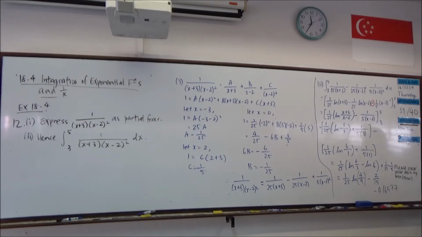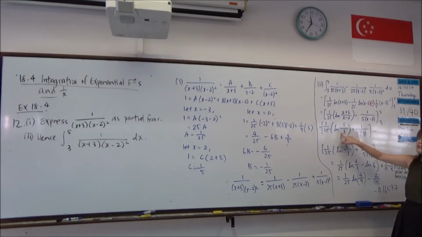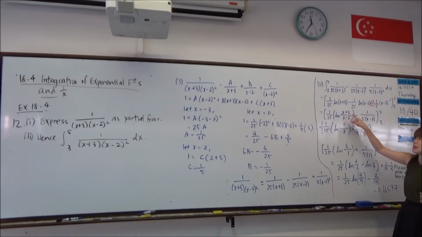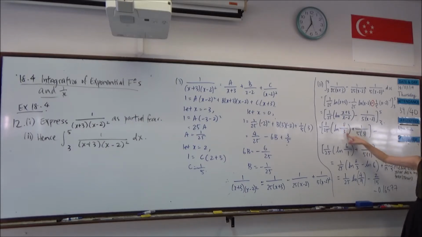Then after that, I will get this one. I just bring down only. Then I open up my definite integral. I substitute in the value of 5 into the things over here. Substituting 5 into it, you get 5 plus 3, 8, and 5 minus 2, 3. Upon substitution of 5. Then for substitution of 3, 3 plus 3 is 6, and 3 minus 2 is 1.